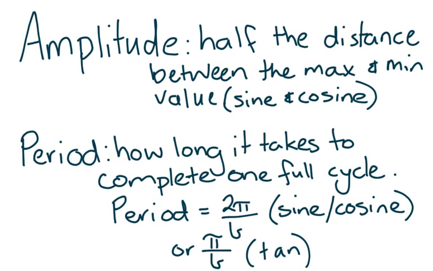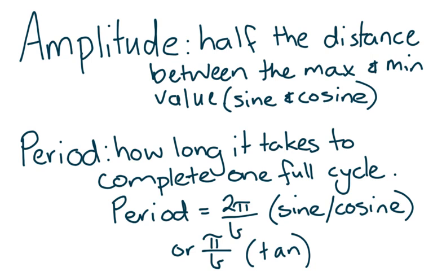The amplitude of a particular function is half the distance between the maximum and minimum value for sine and cosine. For tan, the amplitude is actually irrelevant because it goes on forever. Each of the sections of the tan function goes on forever, so the amplitude is irrelevant. However, the period is relevant for sine, cosine, and tan, and it's looking at how long it takes to complete one full cycle.